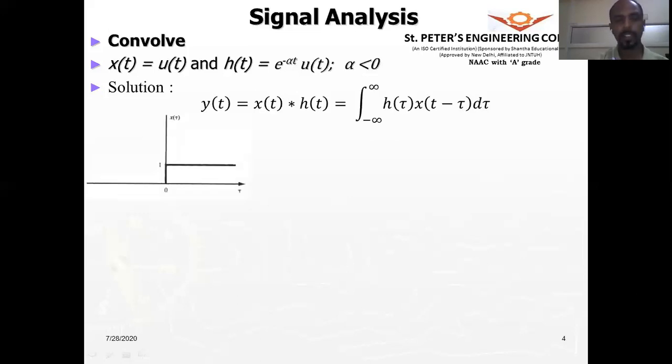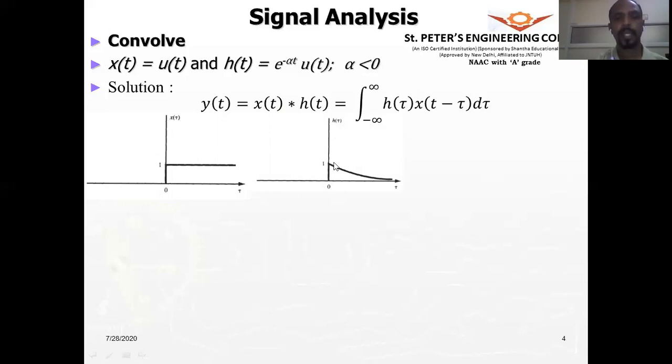Next, if we plot the signal, this is x of tau, and here this represents h of tau. As we can see, x of tau is a signal. So instead of writing in terms of t, we are writing in terms of another variable called tau. So tau starts at 0 and goes on up to infinity because it is a unit step function.